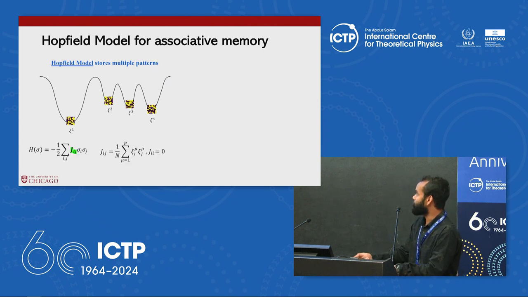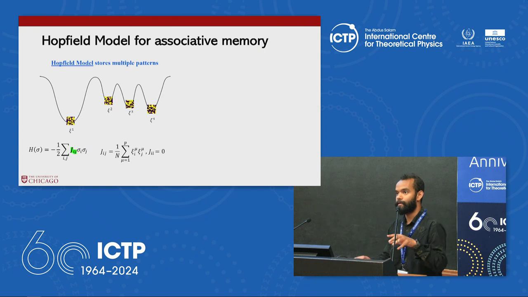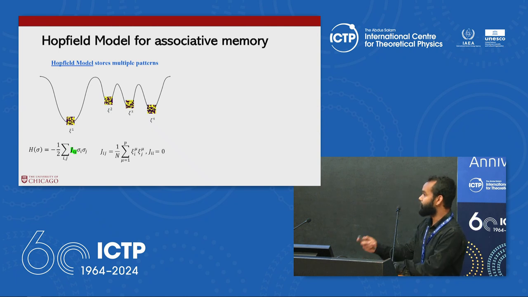The way one goes about doing it is constructing the Hamiltonian in the following way, where the connections are entirely dependent on the patterns that you want to store in your system. And this is given by the Hebbian rule, where neurons which fire together, wire together.